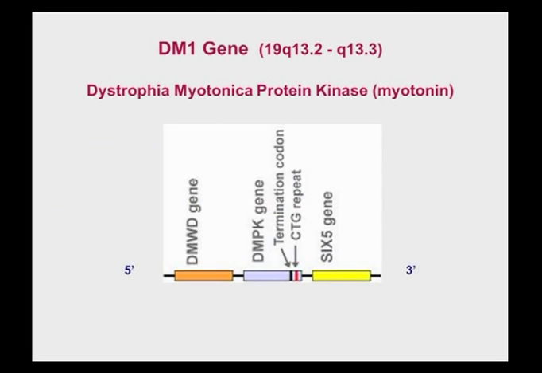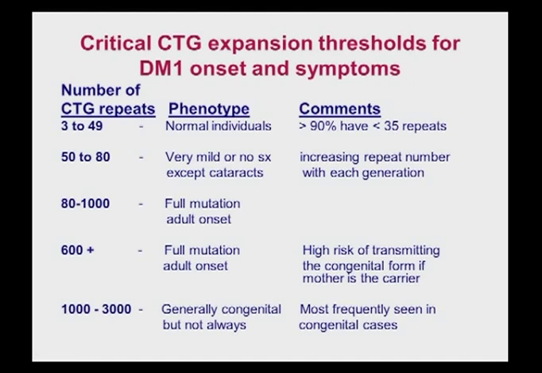The gene is located on chromosome 19. There are a couple of flanking genes, DMWD and the SIX5 gene, and there was some interest in whether these genes may have played a role in the pathogenesis. We'll get back to that in a second. The clinical picture seems to correlate reasonably well with the repeat expansion size, as is the case with a number of other trinucleotide repeat disorders.